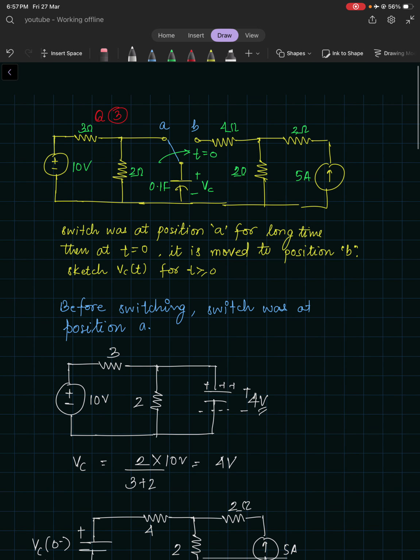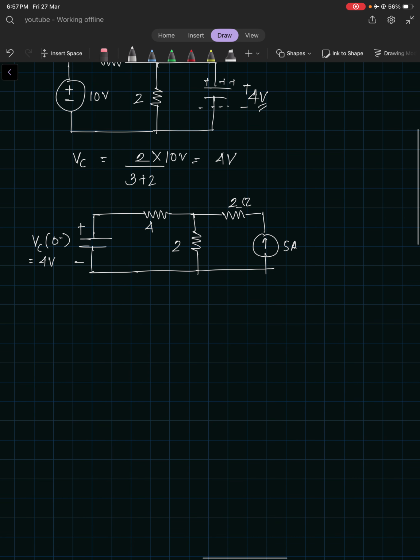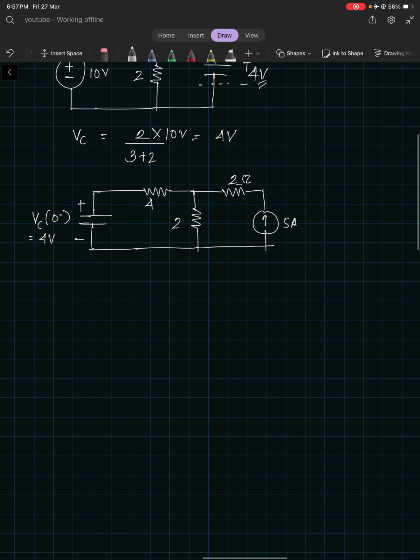Till now we were solving using a DC voltage source. Now there is a current source, a constant current source. Okay, VC, 4 ohm, 2 ohm, 2 ohm. I'm just revising. Again I need to find out this value of VC. So again the initial condition for this capacitor is known. VC(0 minus) would be equal to VC(0 plus), which is equal to 4 volts.